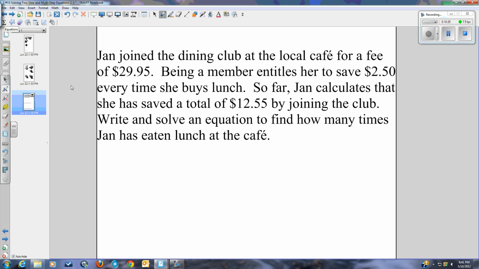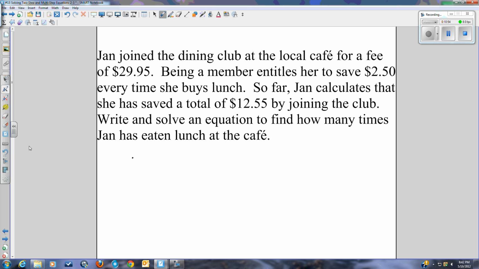Let's move on to the next page. Here's a word problem. Jan joined the dining club at the local cafe for a fee of $29.95. Being a member entitles her to save $2.50 every time she buys lunch. So far, Jan calculates that she has saved a total of $12.55 by joining the club. Write and solve an equation to find out how many times Jan has eaten lunch at the cafe.